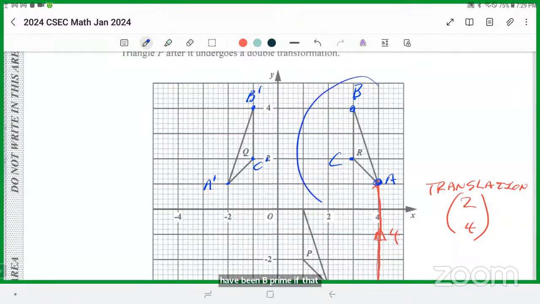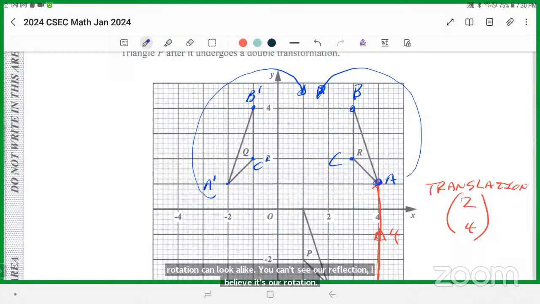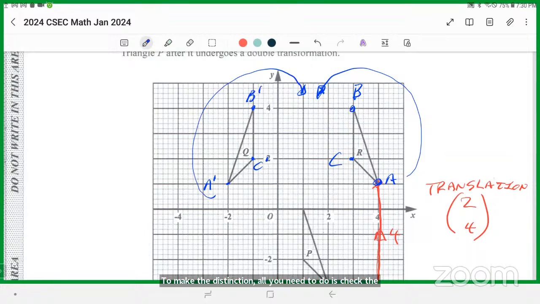So the orientation of this one, if you look at it, A to B to C is this way. That's anti-clockwise. And this image, A to B to C is the other way, clockwise. So when the orientation is reversed, we know we have a reflection. Why am I saying that? Oftentimes, a reflection and a rotation can look alike. You can see a reflection and believe it's a rotation. To make the distinction, all you need to do is check the orientation. If the orientation is reversed, you know you have a reflection in a line. So that's how I would check this.